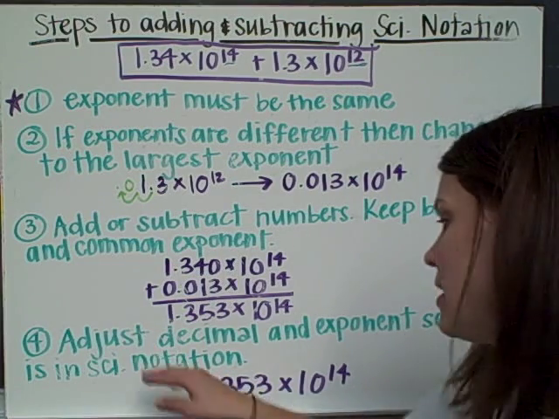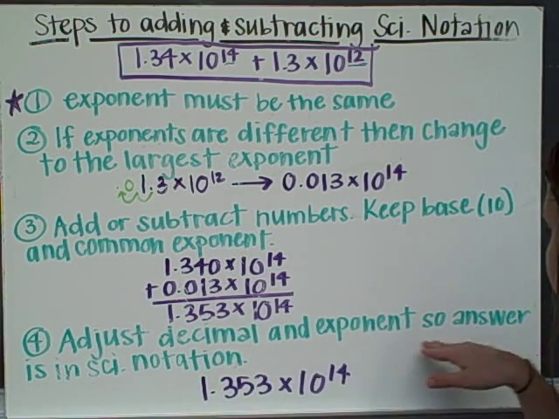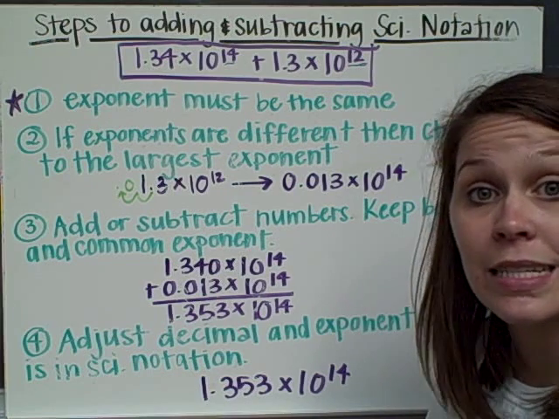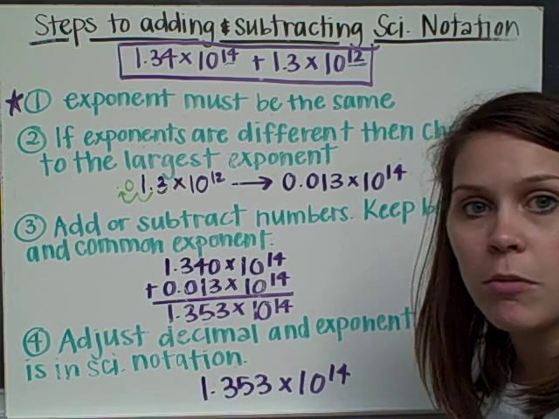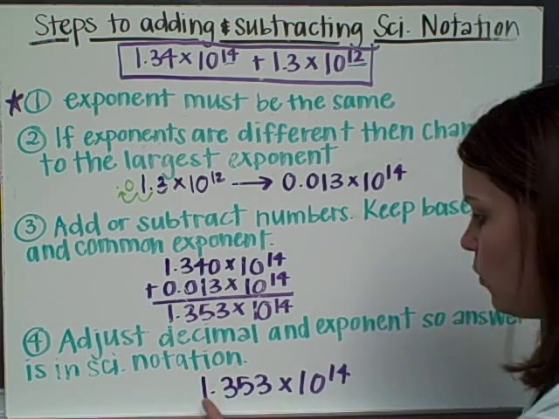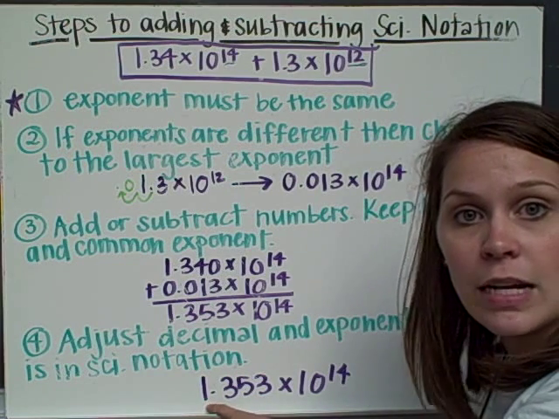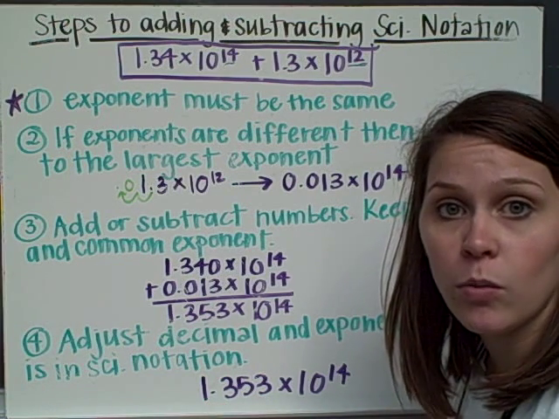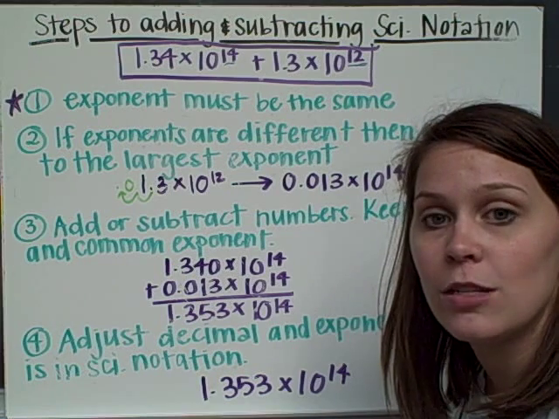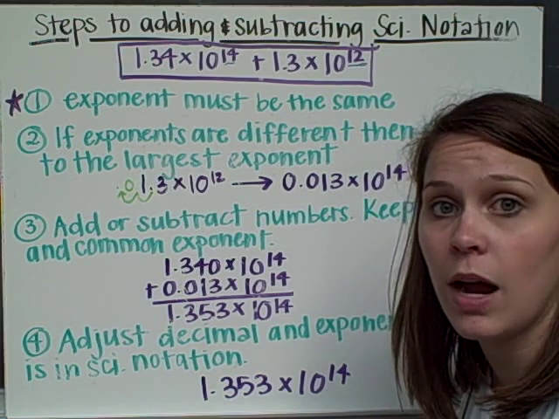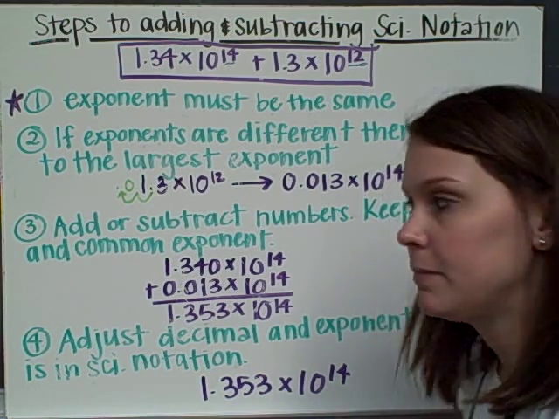Our last step is to adjust the decimal and exponent so that the answer is in scientific notation. In this problem, we are in correct scientific notation. We only have one number in front of the decimal place. But if you had more than one, or not any at all, you would need to move your decimal to the left or to the right to make that happen.